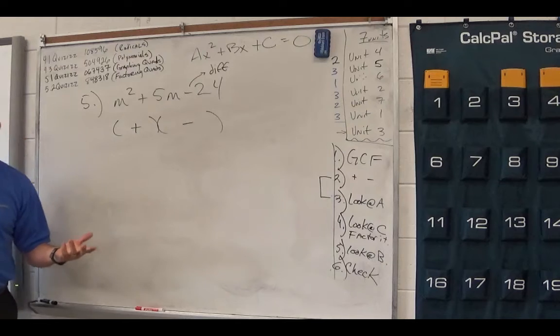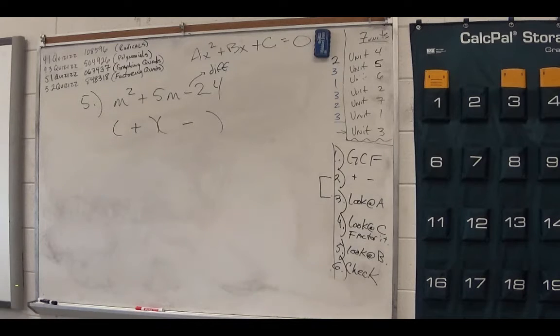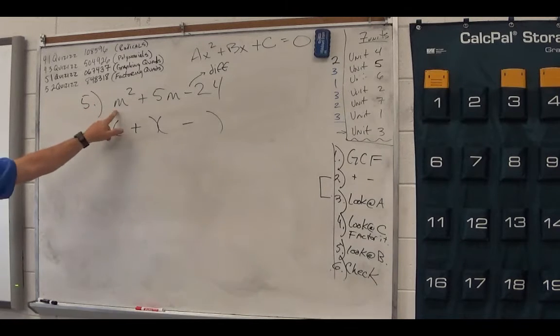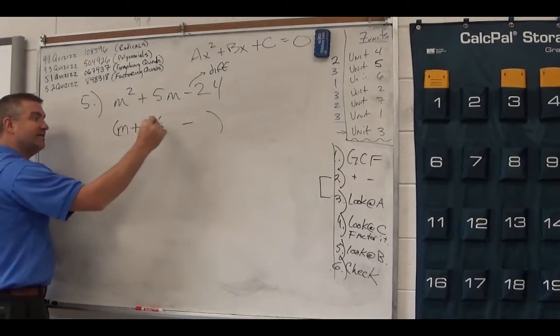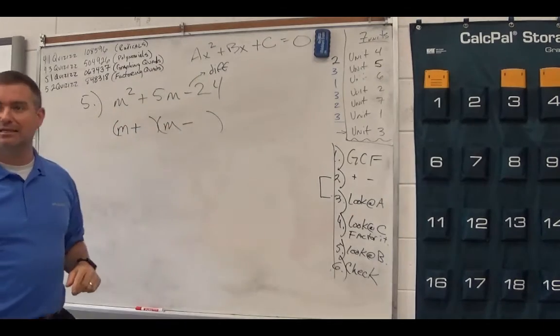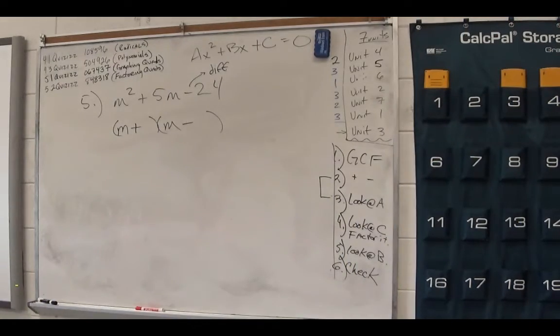Take a look at A. What is A in this case? 1. That's the easiest type. If A equals 1, then that's the easiest type. What are the only two things in the universe that multiply together to give us 1m squared? M and M, right? So, guys, we have 6 spots. I just filled 4 of the 6 spots. I'm 67% of the way there. I've just got to figure out 2 more spots correctly. Okay? How do I do that?